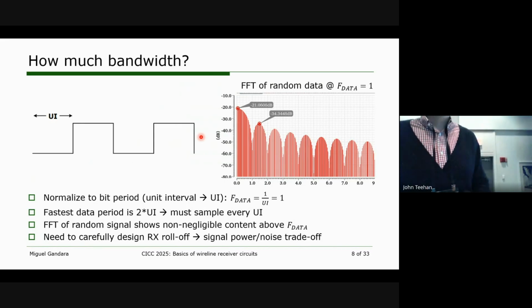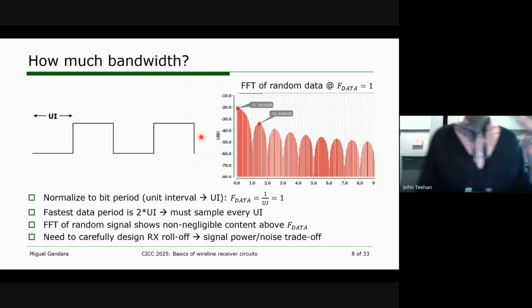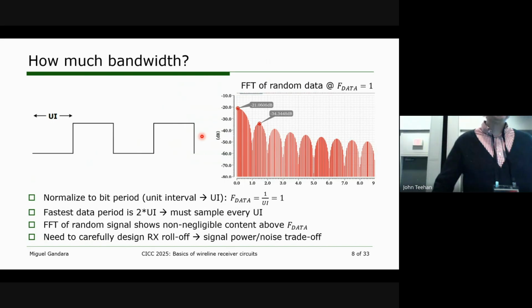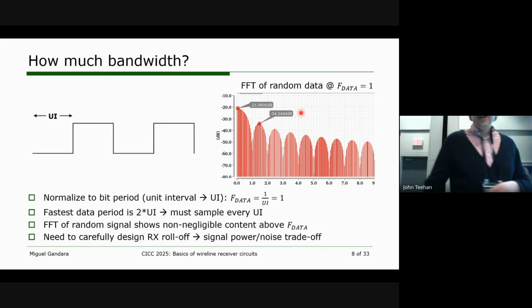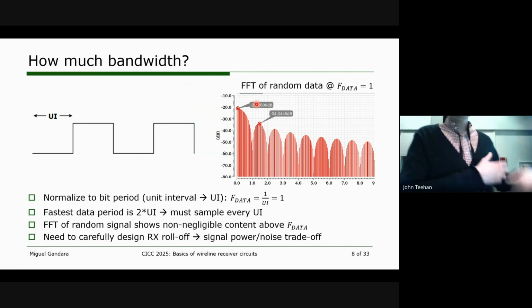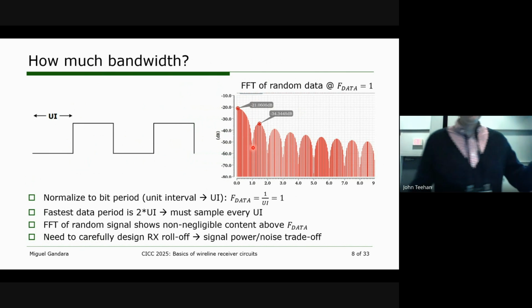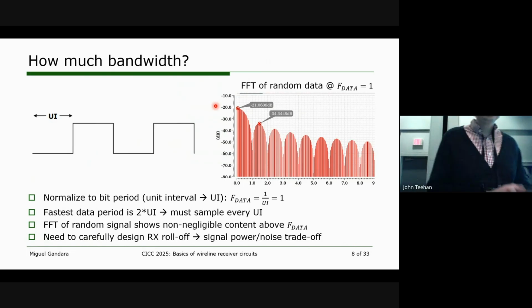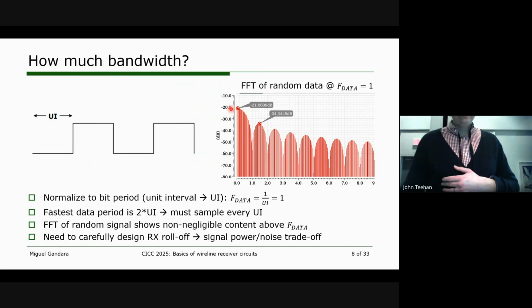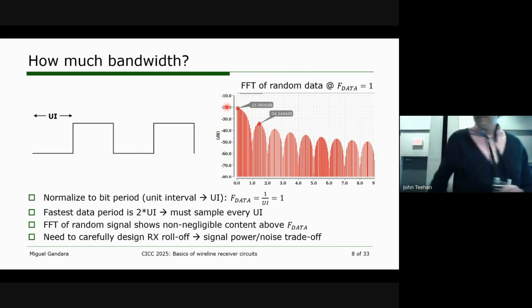So the next thing we can look at is what is the actual spectrum of the data that we're transmitting. So I took just a bunch of random bits at a data rate of 1, as I mentioned, and I put them through an FFT. This is what the FFT looks like. So we can see actually this looks very much like a sinc function. We have zeros at every multiple of the data rate. And we can see actually that even at just a single multiple of data rate, there's still a lot of signal energy beyond that. So if we designed our receiver such that we just had a brick wall filter at the data rate like this, actually we'd be losing a lot of signal information.